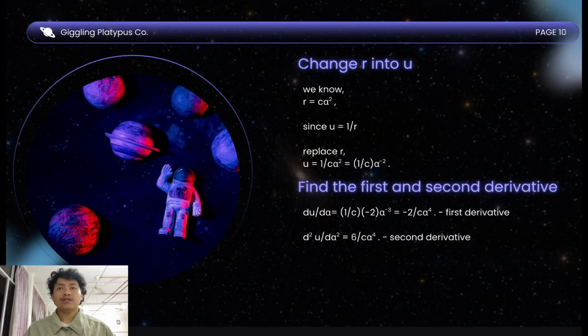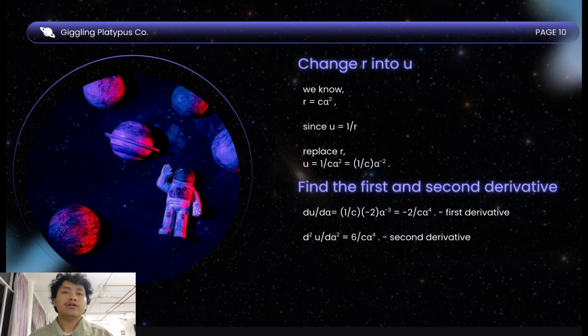So the first step of this question is we are going to change the r into u. As we know, r equal to c alpha square. Since u equal to 1 over r, we can replace r by doing u equals 1 over c alpha square. Take out the alpha and we get 1 over c alpha to the power of negative 2. Next, we're going to find the first and the second derivatives. For the first and second derivative, we're going to differentiate the equation that we got.